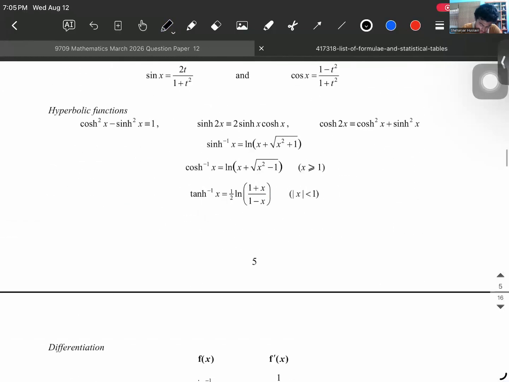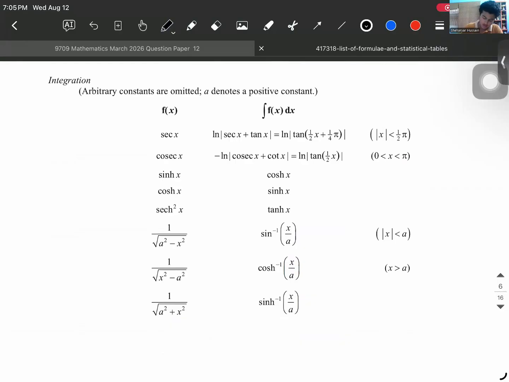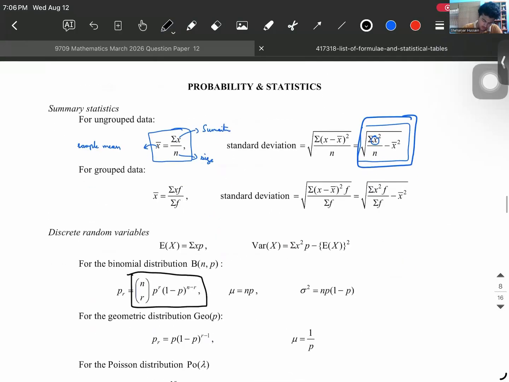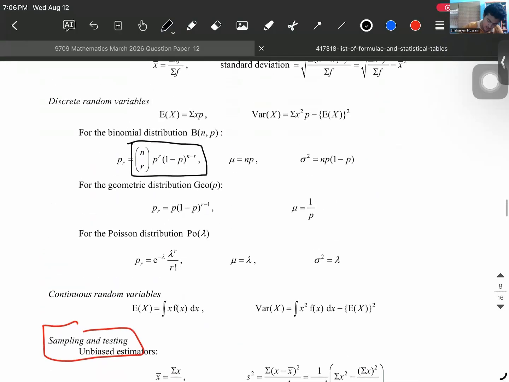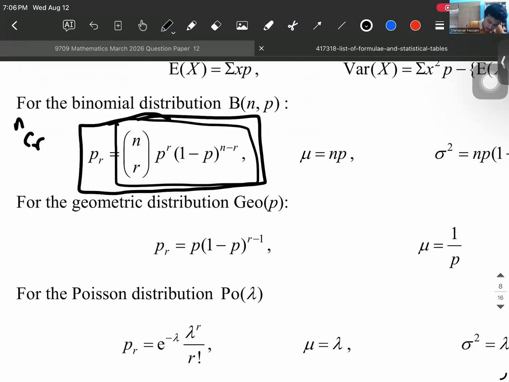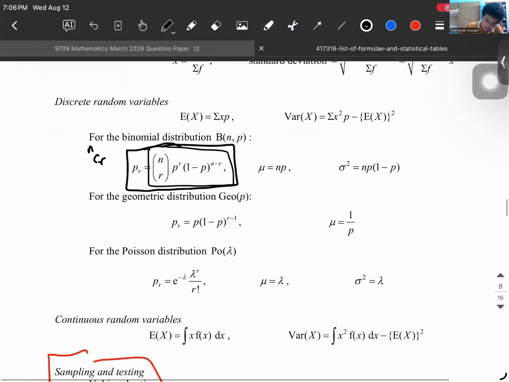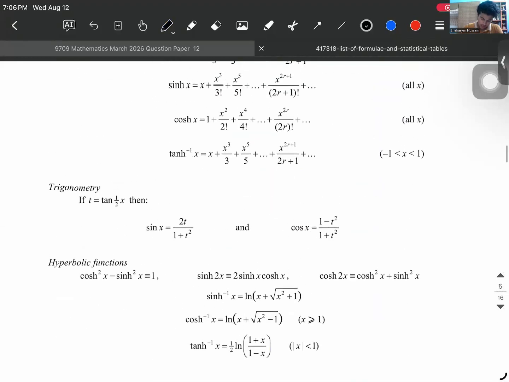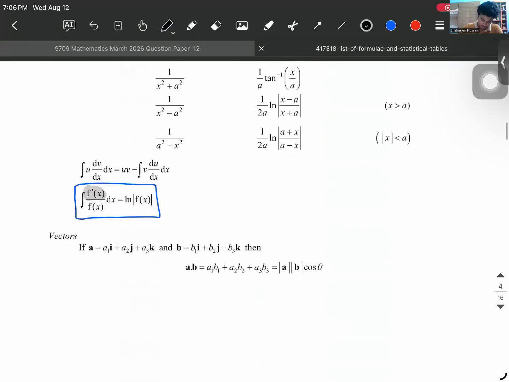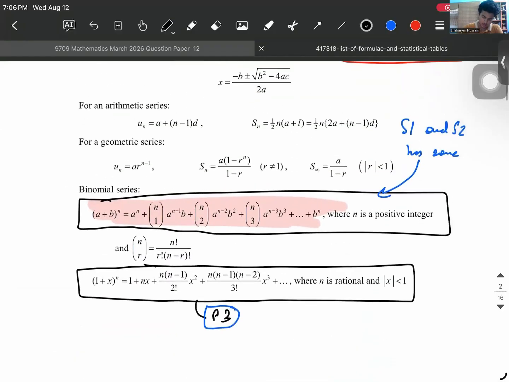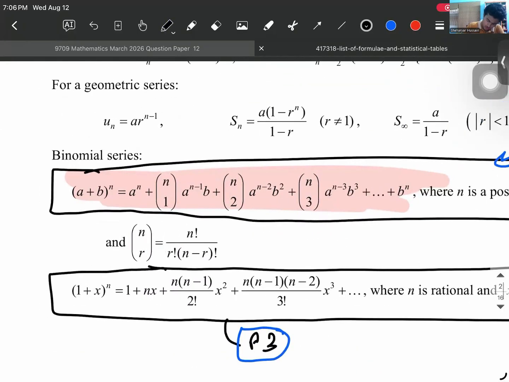Further pure mathematics, trigonometry, hyperbolic function, and where is it? Yes, this is here. So this turns out to be nCr, a to the power of r and b to the power of n minus r, right? But this is the formula for statistics. In P1 binomial, they have not given the formula again. Vectors, we have integration, we have differentiation, trigonometry. Yes, sorry, my bad.